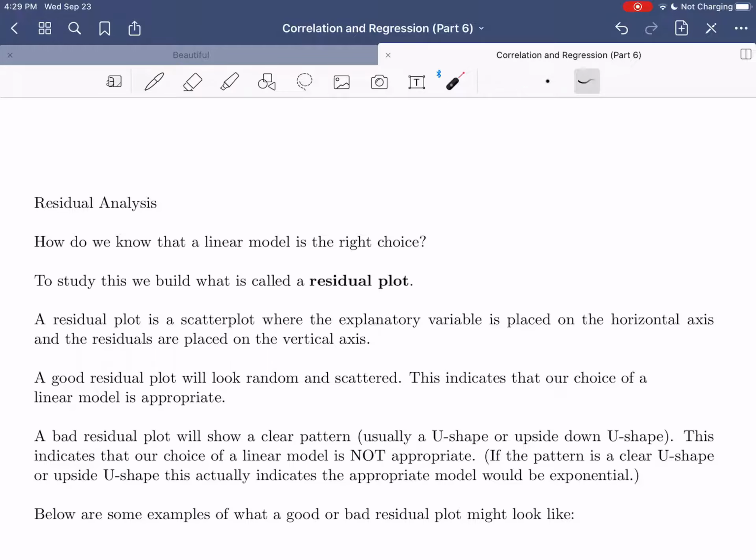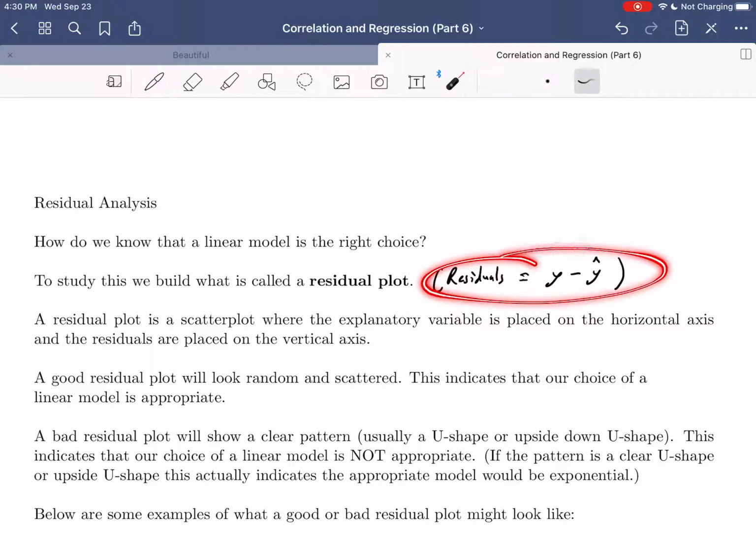So the main question is, how do we know if choosing a linear model is the actual right choice? To study this, we build something called the residual plot. Of course, the residual plot is based on residuals, and just remember as a quick note, residuals, as we saw in the previous video, are defined as taking the actual response and subtracting the predicted response. And remember, you can do that for any data point in your sample. So what is a residual plot?